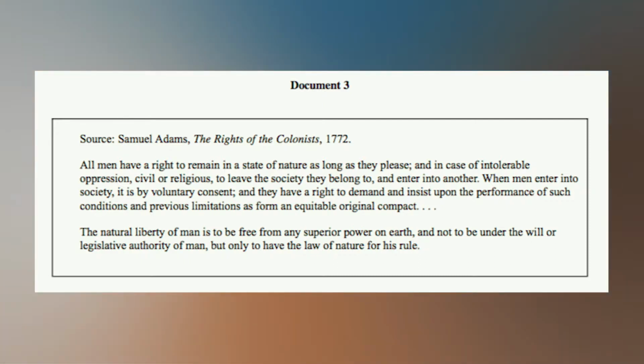The natural liberty of man is to be free from any superior power on earth, and not to be under the will or legislative authority of man, but only to have the law of nature for his rule.